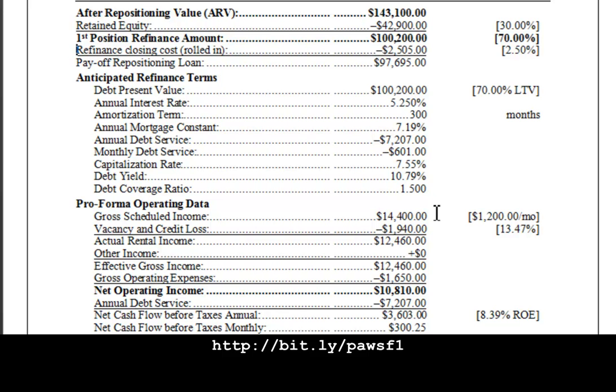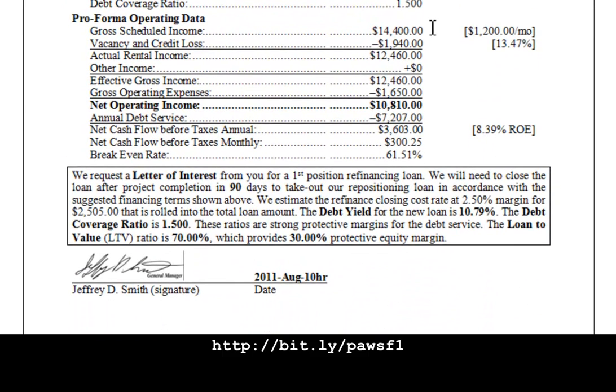And the pro forma operating data, when it's all fixed up and rented out to a retail tenant, we're guesstimating $1,200 per month as rent coming in, minus a vacancy and credit loss. There's no other income coming in. This is not an apartment building where you can charge for laundry and cable TV and things like that.